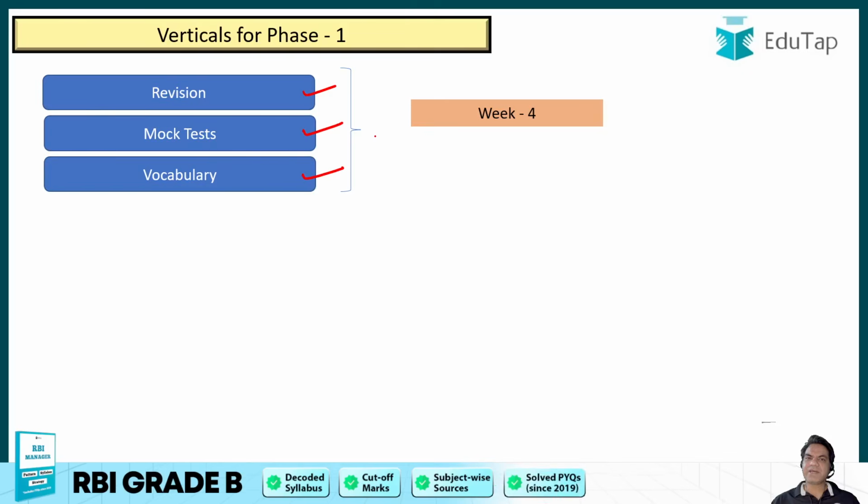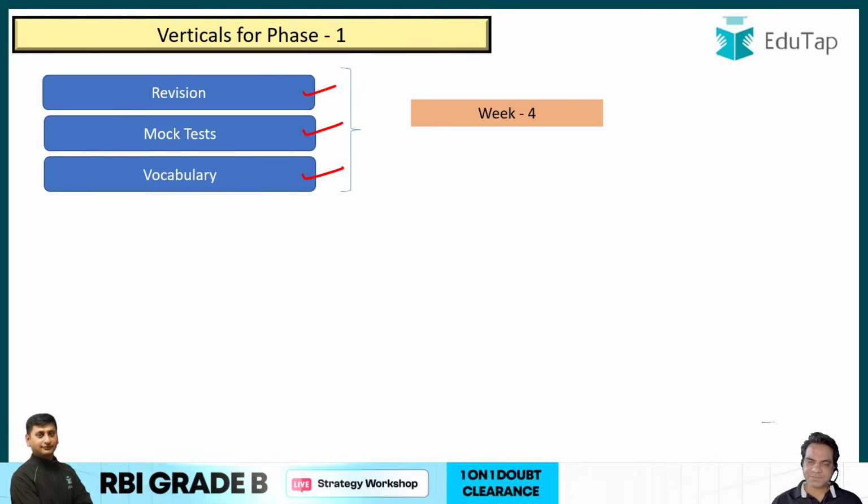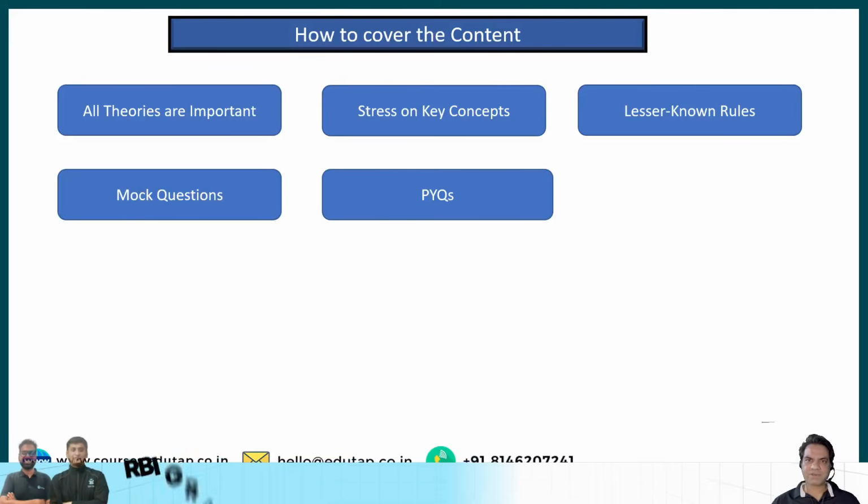If you cover that by the end of May, I think you should be ready for your phase 1 exam at the end of the day. So this is a strategy, a 4-week plan that you can follow for your May month for your preparation.